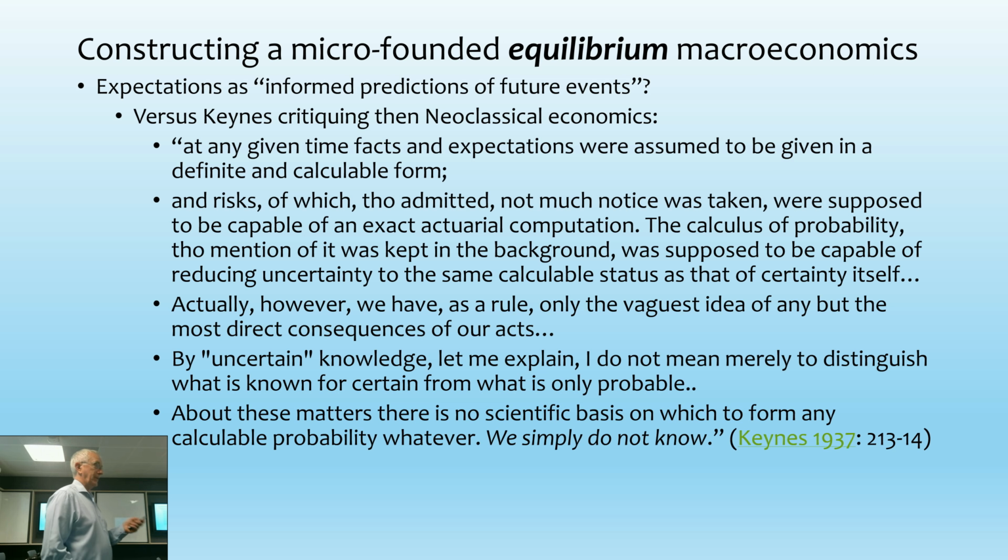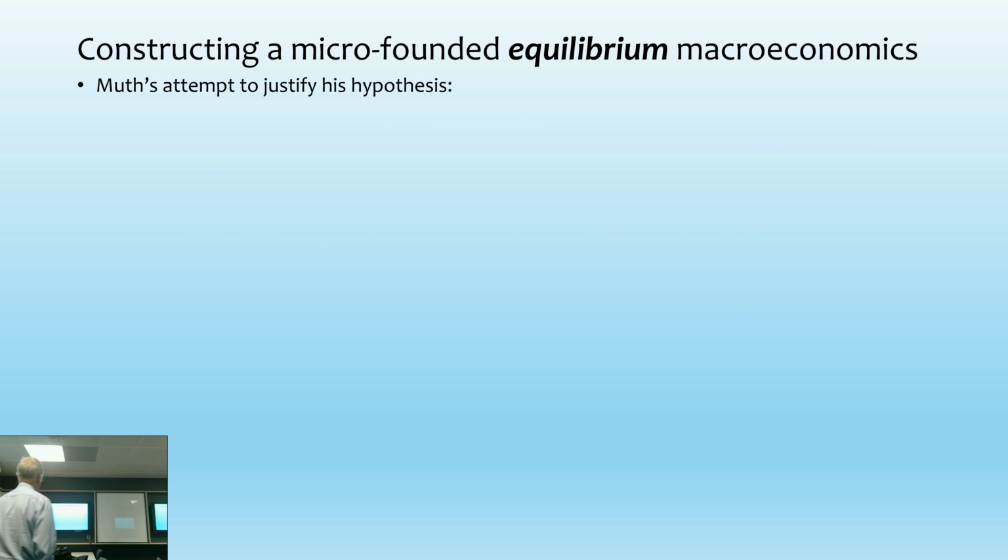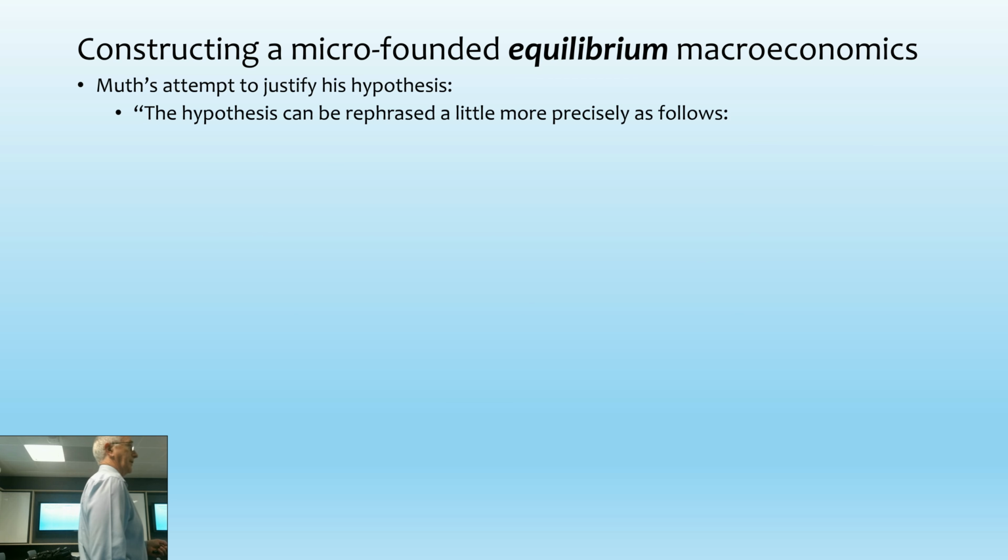If you're more sophisticated than that, you can make approximations to it, in my opinion. But that's the starting point. You simply can't assume you can predict the future. But this is how Muth went about justifying it.